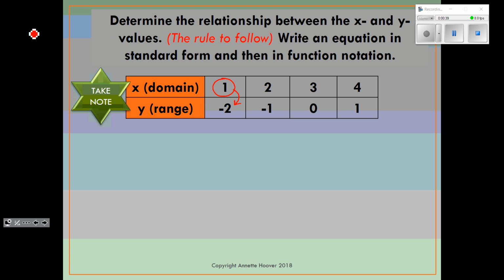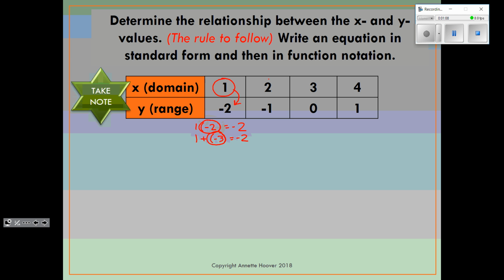Well, there are a couple of possibilities. 1 times a negative 2 equals negative 2, or 1 plus a negative 3 equals a negative 2. So let's see which one of these rules would work with the other inputs. You have two choices, multiplying by a negative 2 or subtracting by 3.